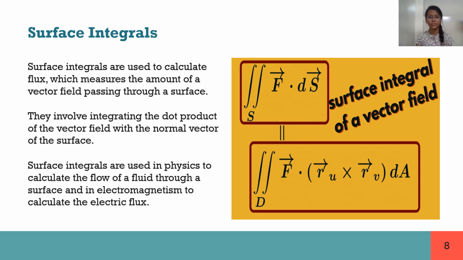Now moving on to the topic surface integrals. Surface integrals are used to calculate flux, which measures the amount of vector field passing through a surface. They involve integrating the dot product of the vector field with a normal vector of the surface. Surface integrals are used in physics to calculate the flow of fluid through a surface, and in magnetism to calculate the electric flux. The topic vector calculus is almost based on physics. Like we can find the flow of fluid, we can calculate electromagnetism, we can calculate the electric flux, and so on.